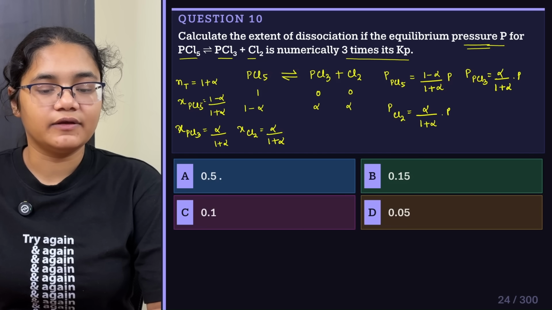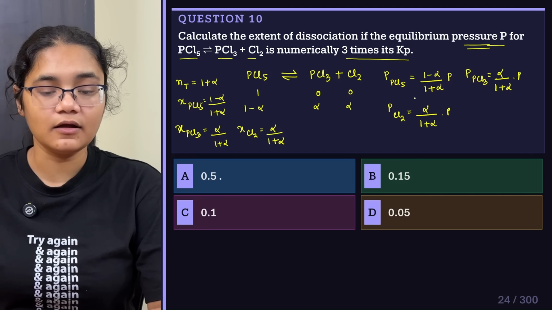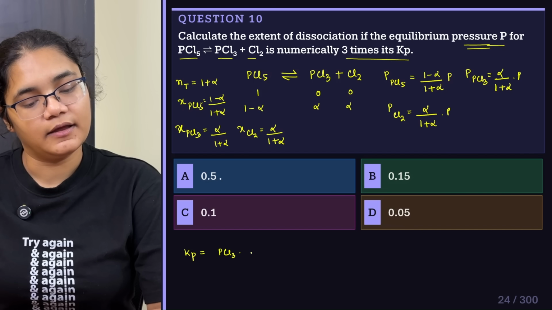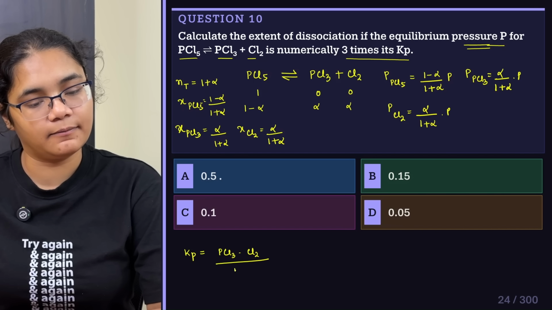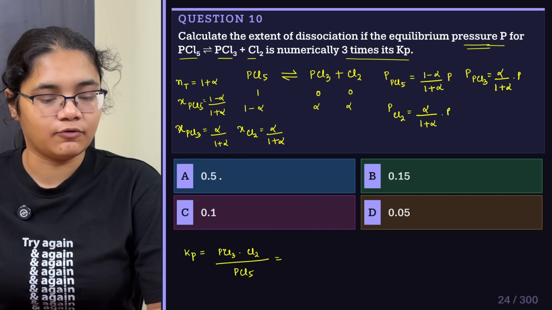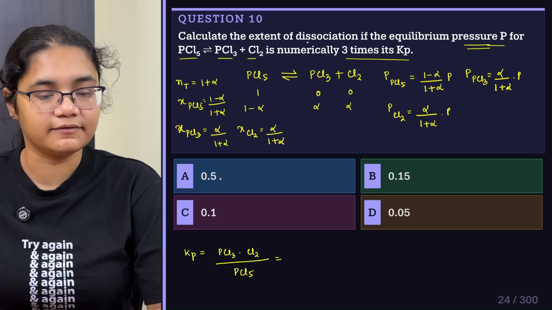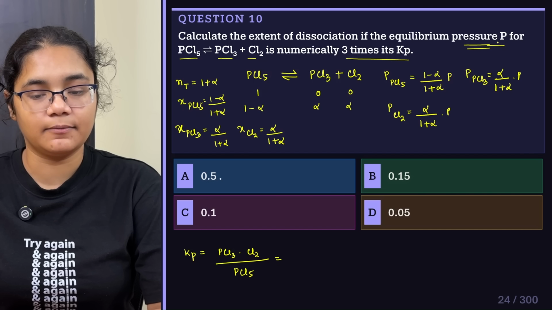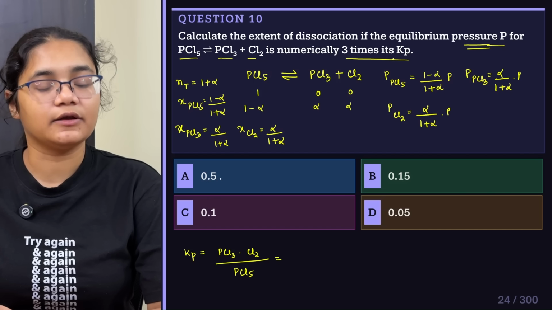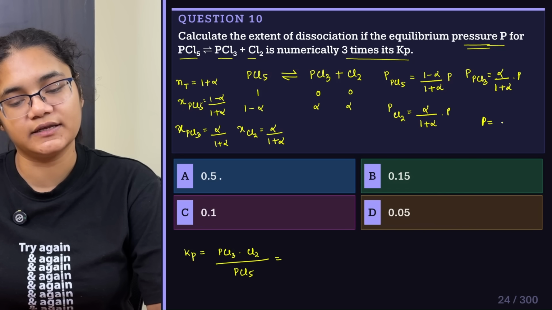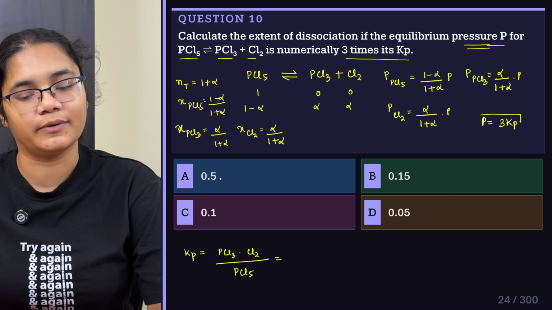Okay. Now we have to find what is the value of Kp here. Now if you see, Kp formula will be PCl3 into Cl2 divided by PCl5, right? Now what is given: calculate the extent of dissociation if the equilibrium pressure P is numerically equal to 3 times of Kp. So we will substitute that later. This P that we are using is actually 3 times Kp according to the question.